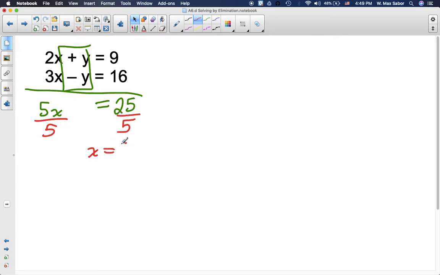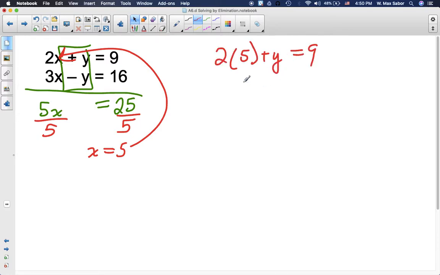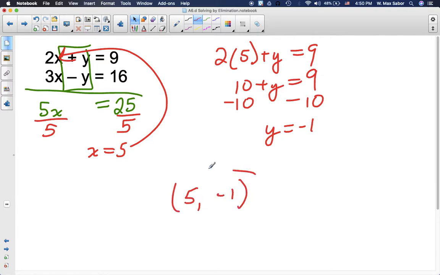So x equals 5. Substitute back in. 2 times 5 plus y equals 9. So 10 plus y equals 9. Subtracting 10 gives y equals negative 1. 5, negative 1.